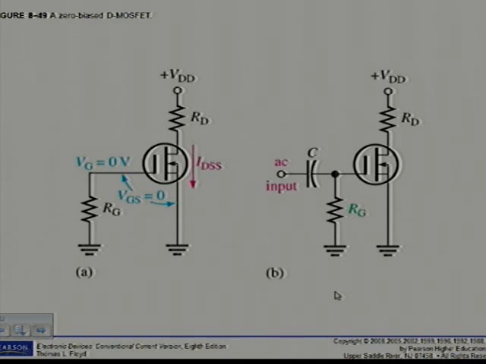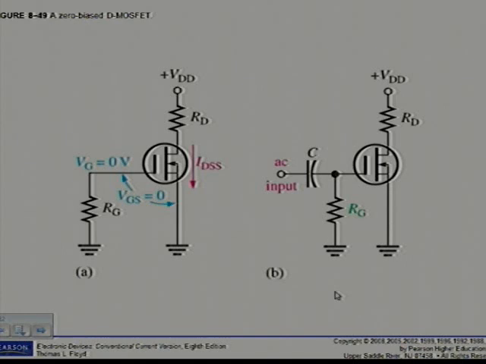But let's have a look at the example, example 8.20. It says there, determine the drain to source voltage in the circuit of figure 8.50. The MOSFET datasheet gives VGS(off) equal to minus 8 volts and IDSS equal to 12 milliamps. Now we know since ID is equal to IDSS, which in this case is 12 milliamps, the drain to source voltage, Kirchhoff's law, VDD minus IDSS times RD, gives me a value of 10.6 volts. Straightforward.